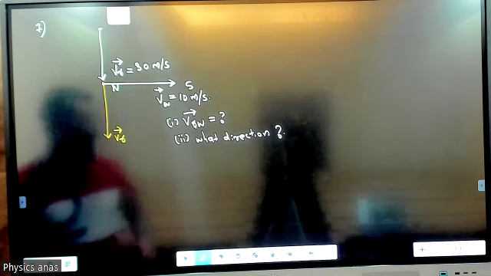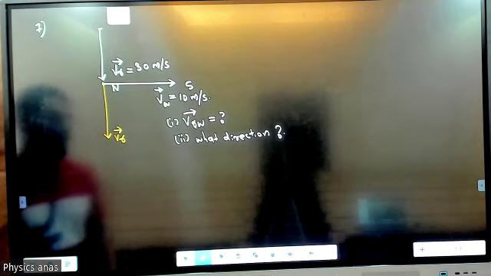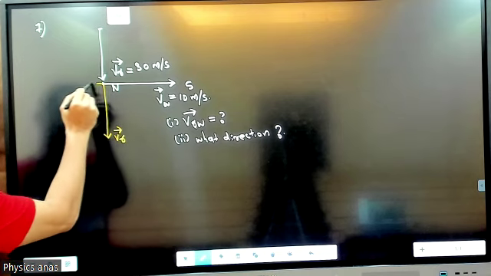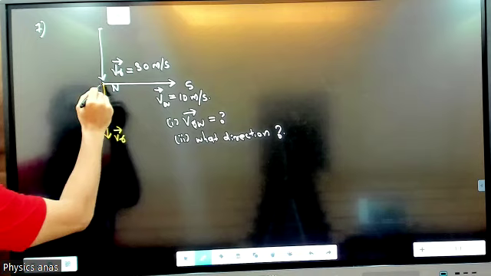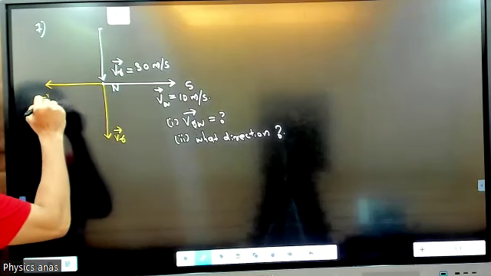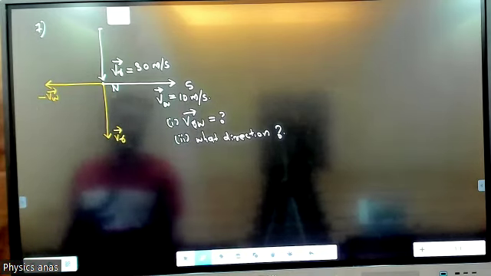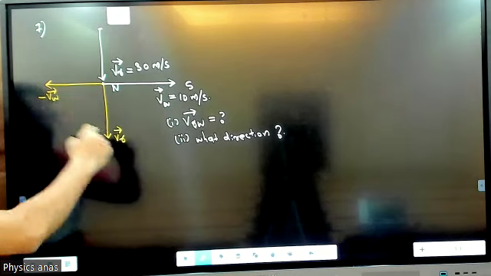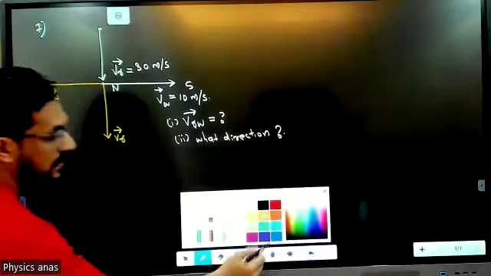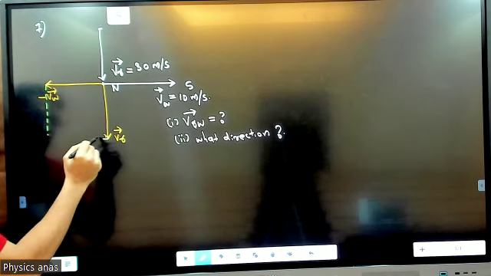But what will be the problem? I will get the direction like this. So this is the direction of rain, and if I am taking the opposite vector of the velocity of woman like this, you can call it minus VW. Then what will be the direction of the vector here? The resultant vector will be in this direction, because I can find the resultant vector like this, and this will be extending like this.